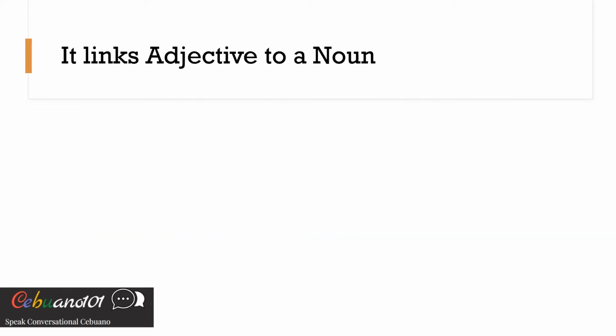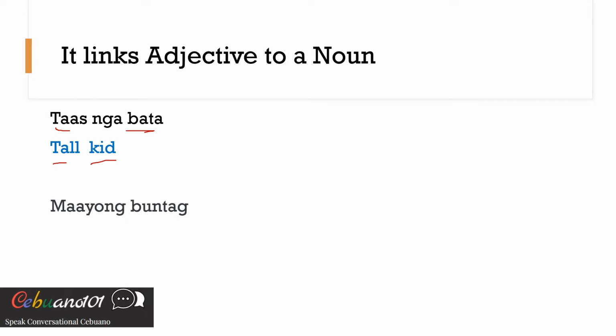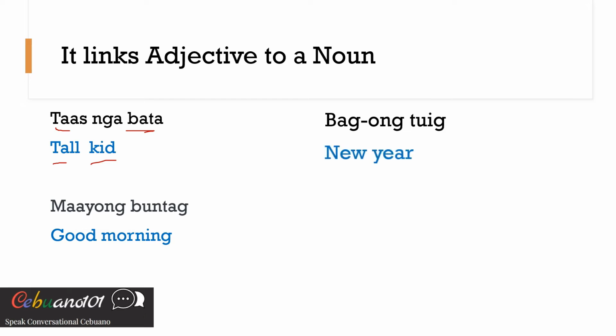Taas nga bata. Taas means tall. And then bata is kid or child. Okay? So, tall kid. Taas nga bata. Another example, this is very common mga higala. Maayong buntag. So, good morning. Another example, bag-ong tuig. Bag-o means new. Tuig is year. Bag-ong tuig. That means new year.